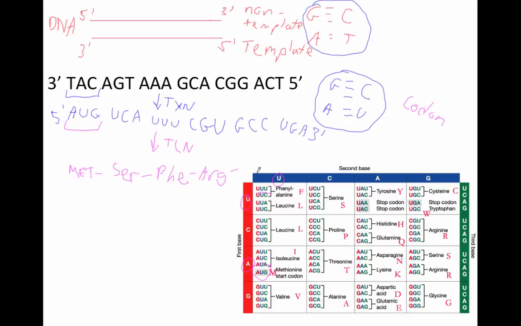And now we have GCC. That's alanine, ALA, for GCC. And then our last one is UGA. UGA. It's a stop codon.